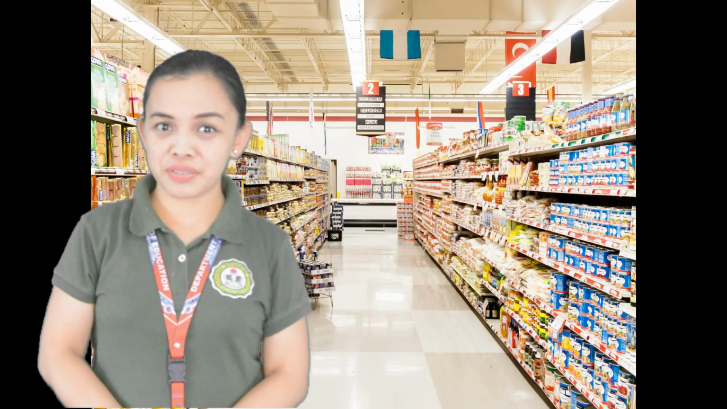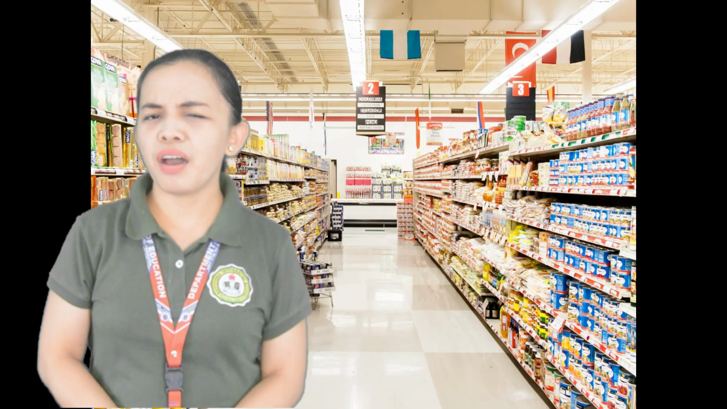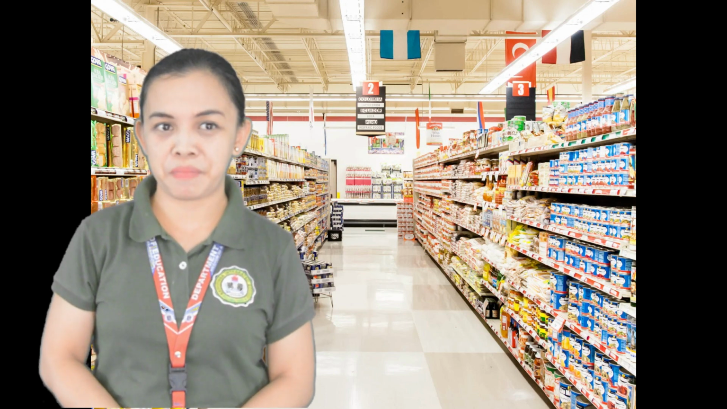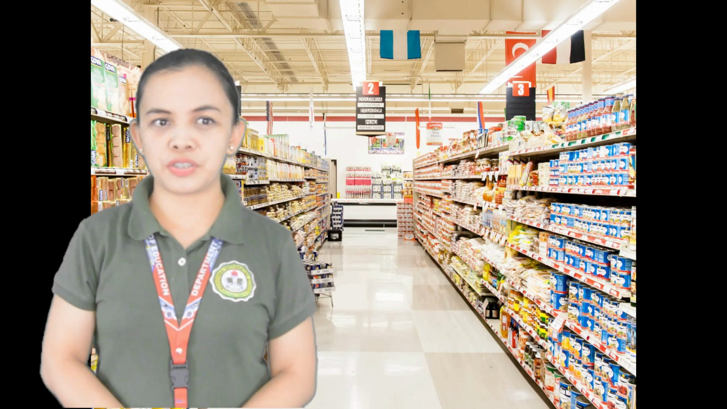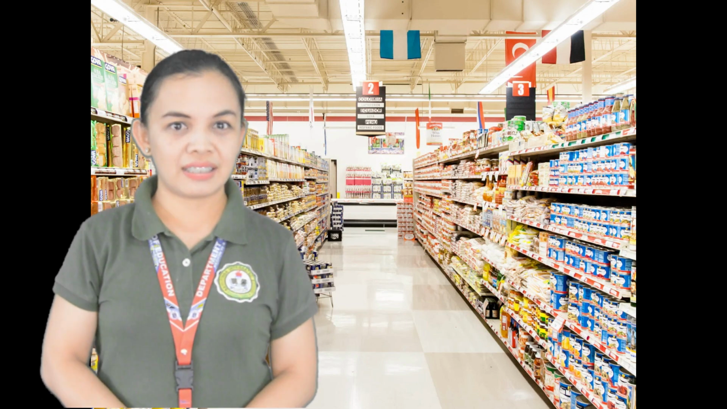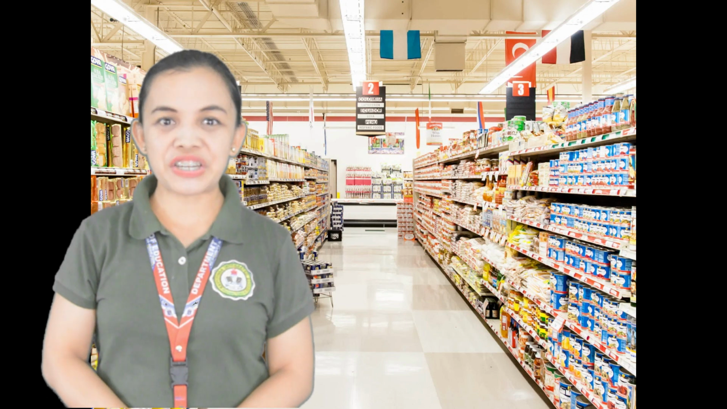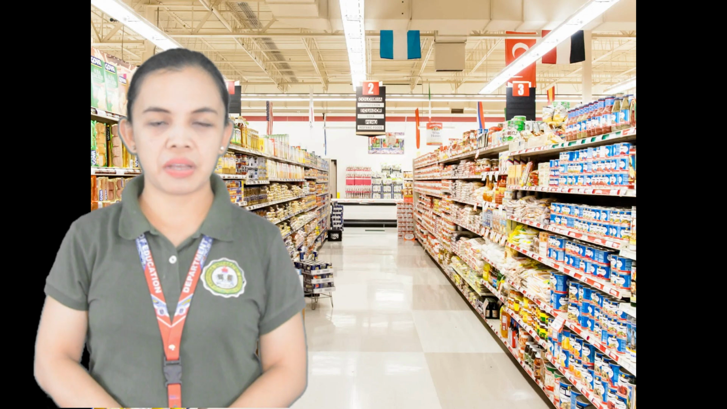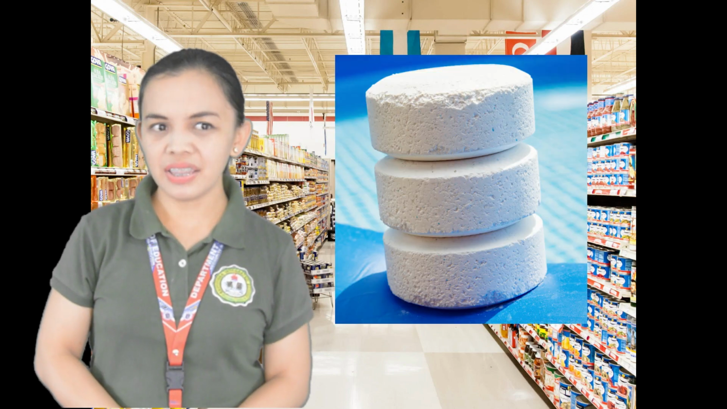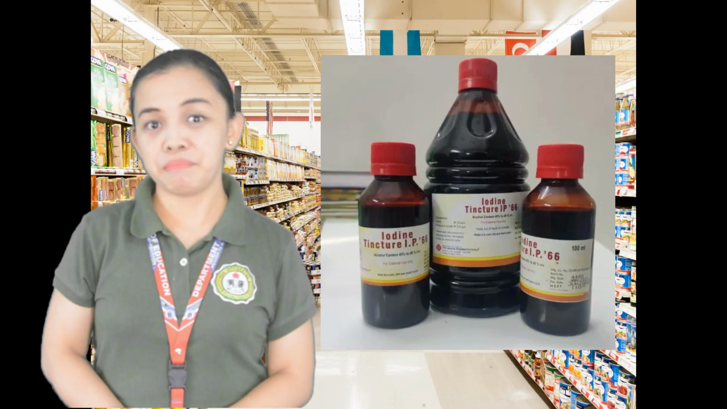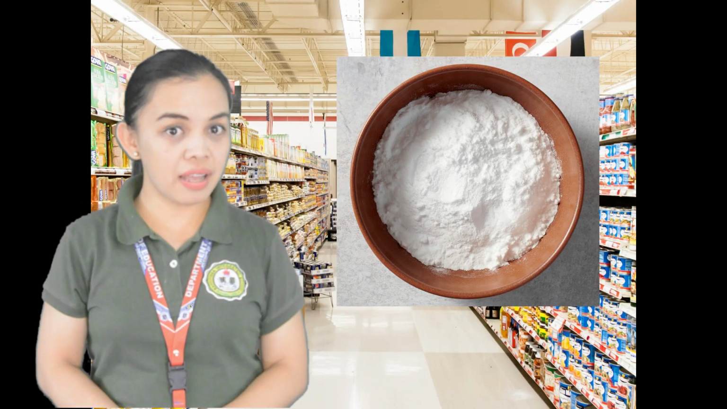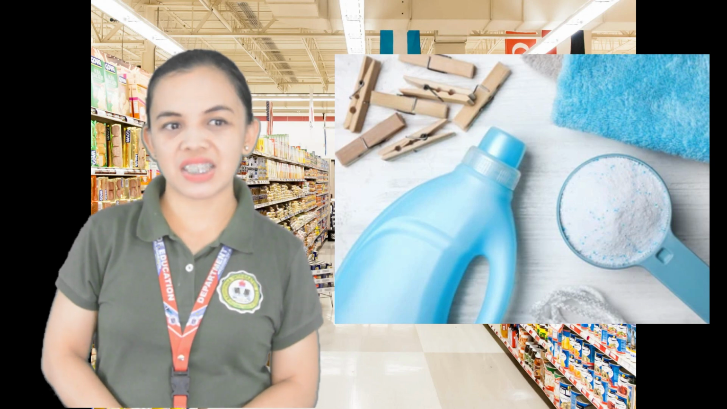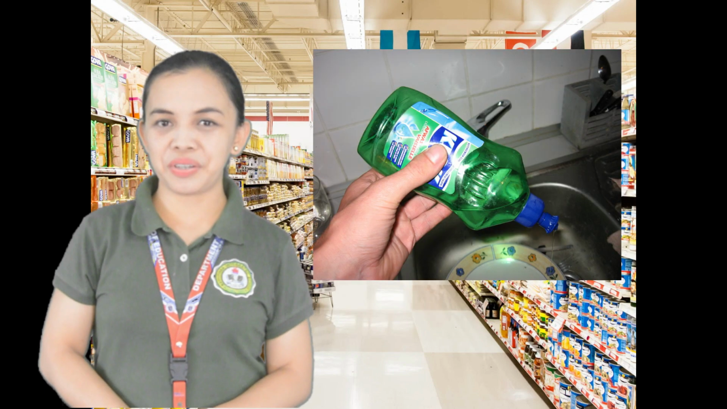If you are one of the students in the cookery class, how would you select types of chemicals for cleaning and sanitizing kitchen tools and equipment? What are the chemicals that you will put in the basket? Yes, you're right. Chemicals or compounds that you can use are chlorine, iodine, mineral oil, baking soda, baking powder, detergent, bleach, dishwashing soap, and deodorizers.